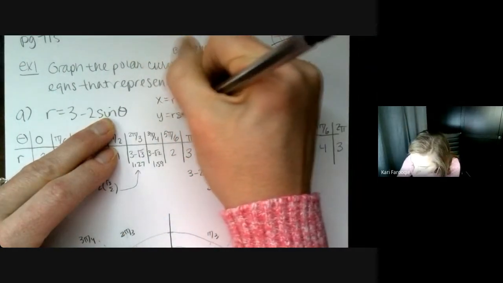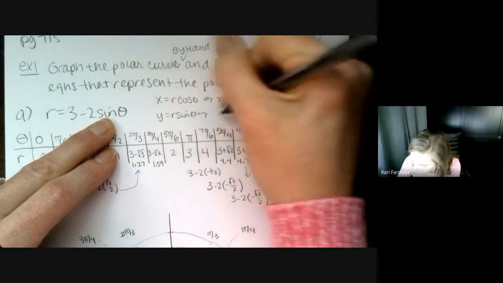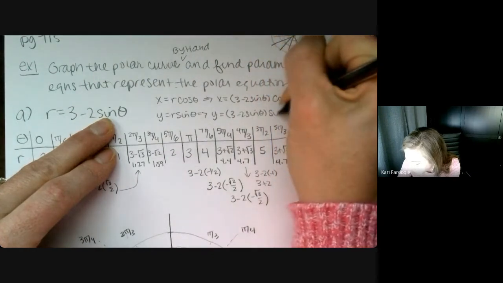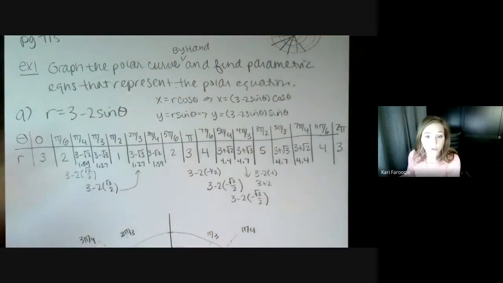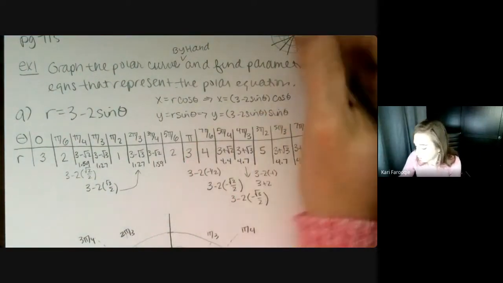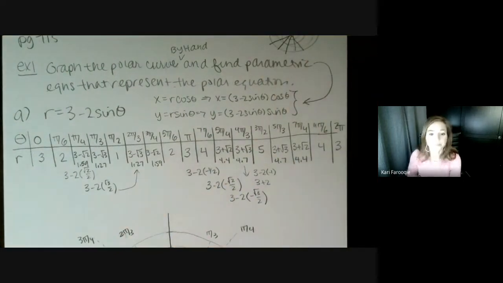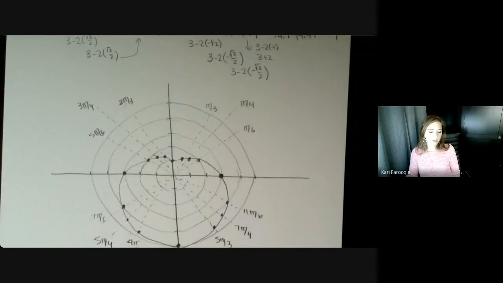And whether you simplify that or not, I don't know if it's going to make a difference on Achieve, and y equals r sine theta. So if you want to distribute the cosine and then distribute the sine, fine, whatever. But these are the parametric equations that represent the polar equation. So technically, you could graph this also in parametric mode using those two equations. Okay.